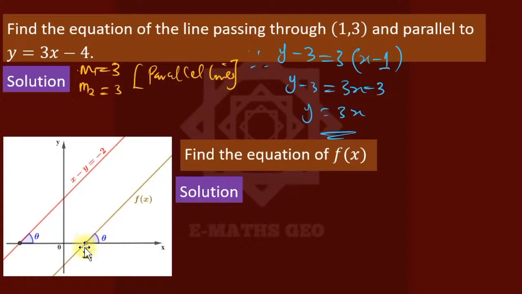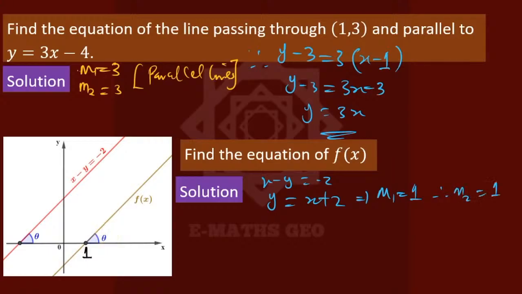This passes through this point, which is (1, 0), and it's parallel since the angles here and here are the same. So the given equation is x minus y equals minus 2. If you make y the subject of the formula, it is x plus 2, which implies that m1 is now 1. Therefore, m2 will also be 1.